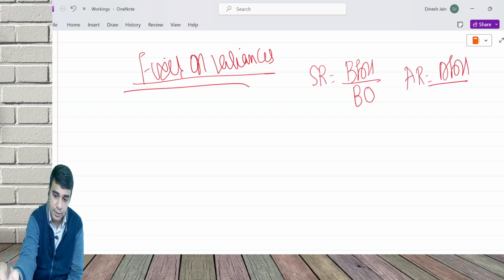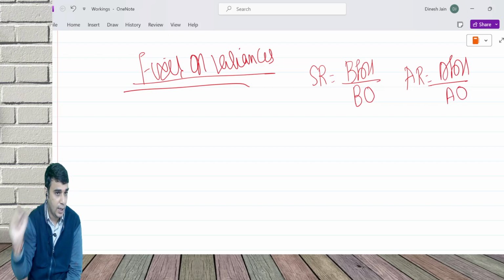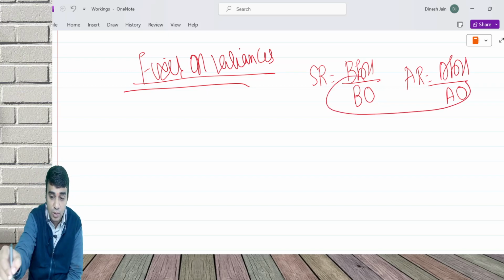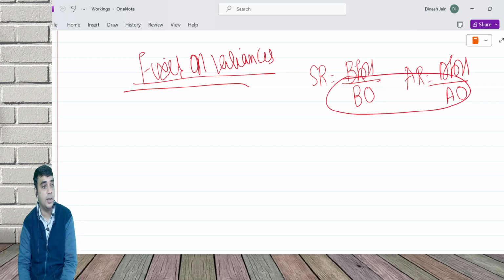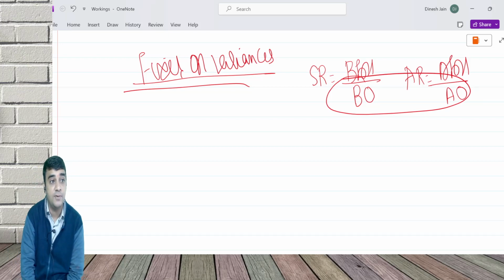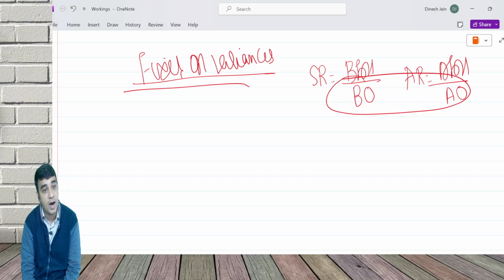AFOH by AO. In fixed overheads alone, I don't want this to change. Whereas in variable overhead, material variances, labor variances, I'm least bothered whether the output changes or not. If you have planned for 10,000 units and you produce only 5,000, material variance, no problem, because you will do the proportionate cost for 5,000 and do the variances.